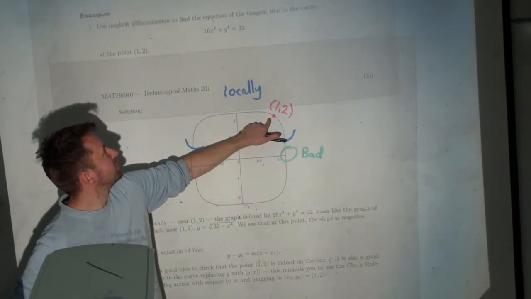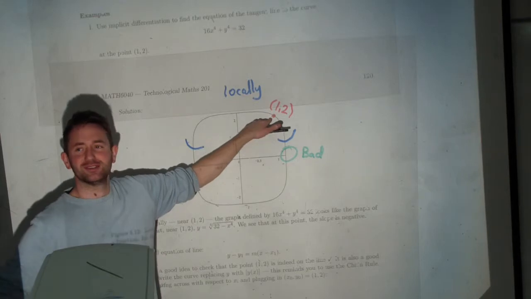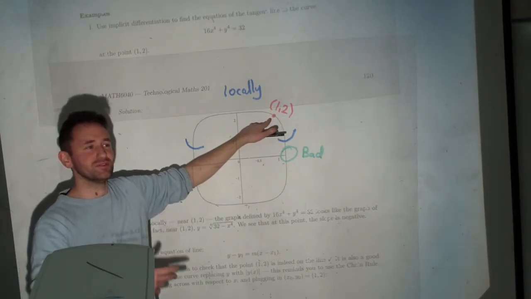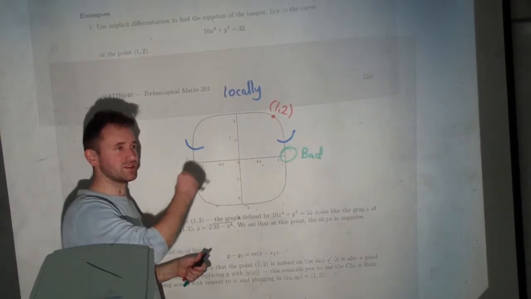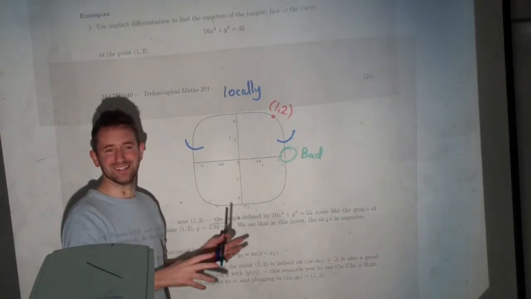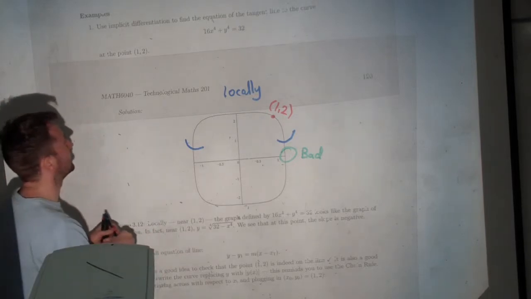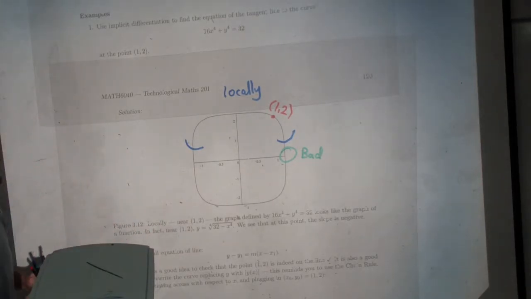If it wasn't, you could still actually do the question, it's just that what you're doing is meaningless. If you ever spotted that the point wasn't on the curve, that's a gotcha. I have to give you all the marks, I've messed up the question completely. It has to be on the curve, otherwise it doesn't really make sense.